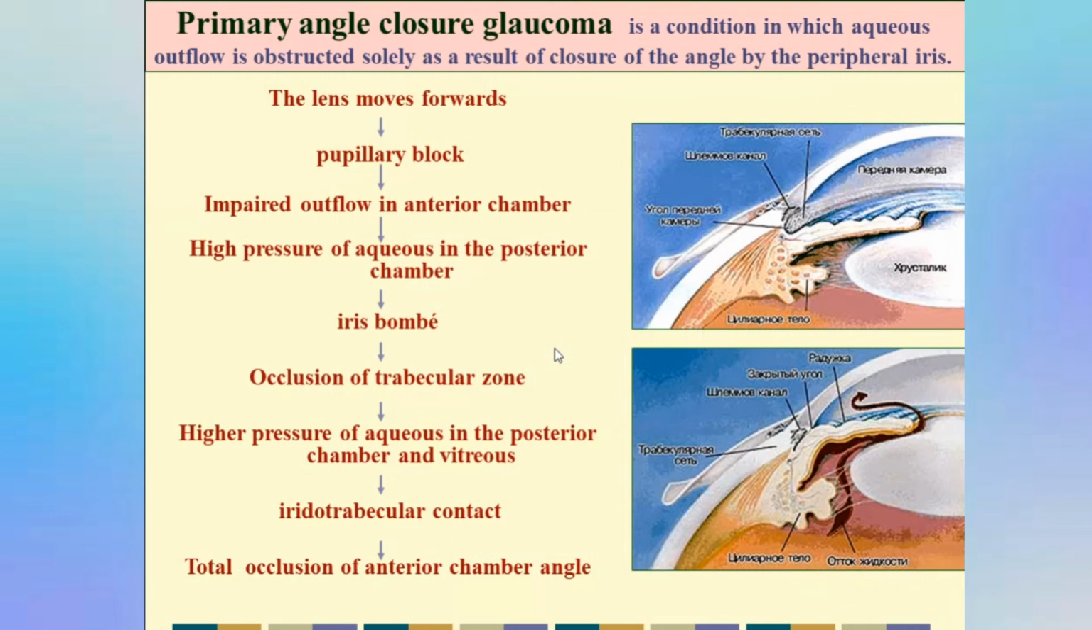Okay, let's go further. We should speak about primary angle closure glaucoma. Primary angle closure glaucoma is a condition in which aqueous outflow is obstructed slowly as a result of closure of the angle by peripheral iris. How does it happen?